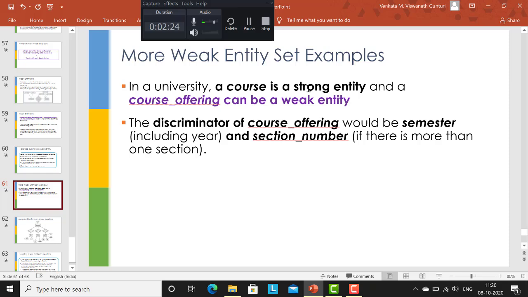And what will be our discriminator? Now all these offerings, if you pick one course, let's say CS201, then all the offerings of CS201 can be distinguished among themselves by having a discriminator, and that discriminator would be our semester and year. If there are multiple sections, then maybe the section number will also become part of the discriminator. The combination of those three will become the discriminator, right? So I think this is more relevant to the IIT Ropar academic system, a live example for a weak entity, so to say.